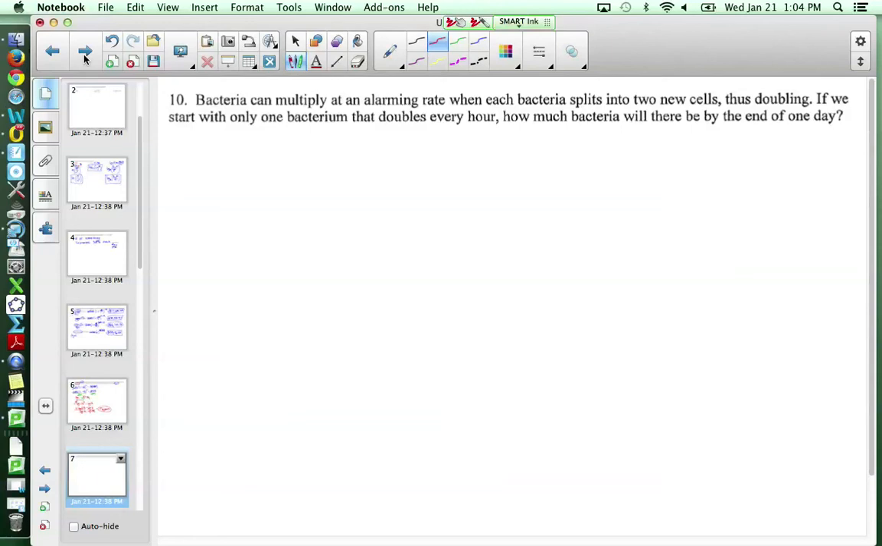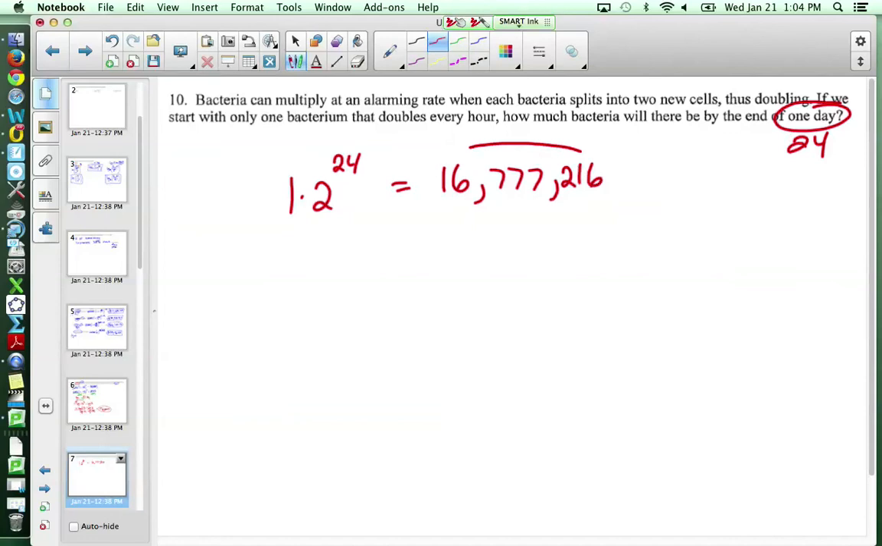Number 10, we're looking at bacteria. The alarming rate, it doubles every hour. So if we start with 1, after 1 hour it doubles, we get 2. After the next hour it doubles, we get 4, then 8, then 16, then 32. Every time we're multiplying by 2. So we take the one bacteria, we multiply it by 2 over and over and over again, and to get a full day, we have to multiply it by itself 24 times. So it's just 2 to the 24th power, which is 16,777,216.